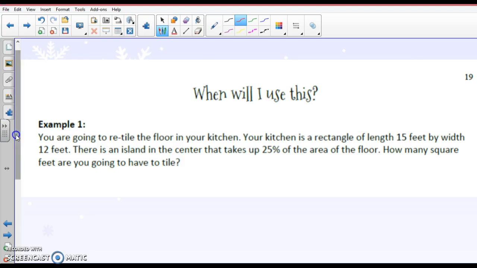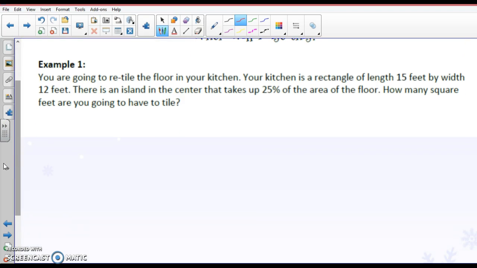All right, example 1. You are going to re-tile the floor in your kitchen. The kitchen is a rectangle with length 15 and width 12. There is an island in the center that takes up 25% of the area of your floor. How many square feet are you going to have to tile? What should I do first? Draw a picture.